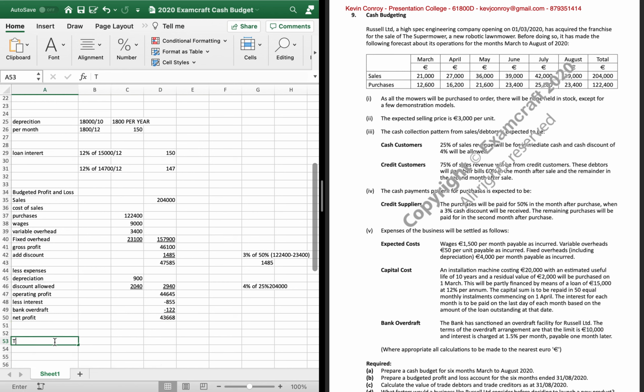So our trade debtors on the 31st of the 8th. So 8th is August. So people who owe us money in August are people we sold to in July and in August. So what have we got? So July sales are 42,000. Now 75% of that are credit, of which 60% are paying 1 month after. So 40% are going to owe us money in August. So 40% of the 75% is 72,000, and then our August sales.